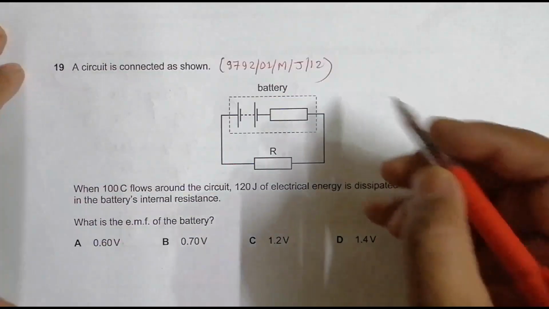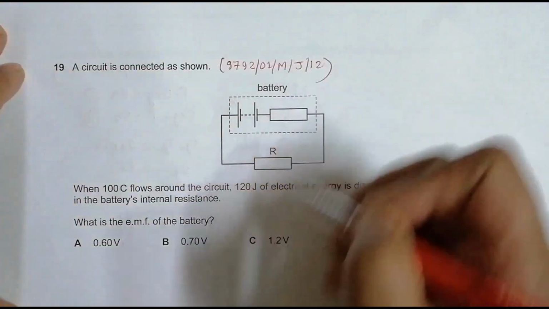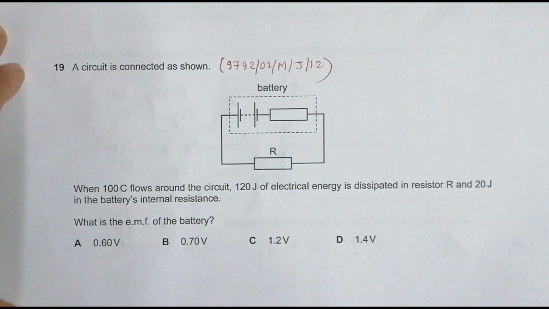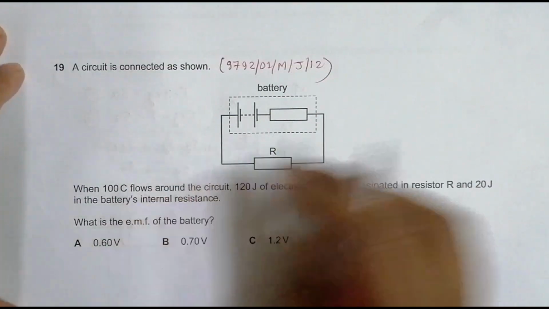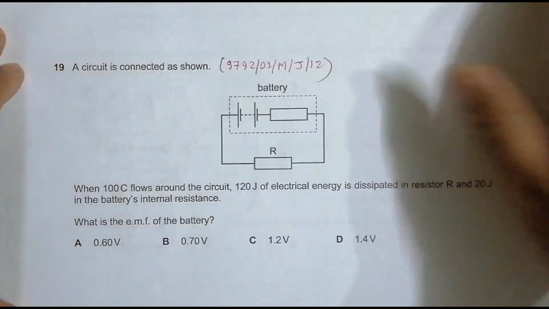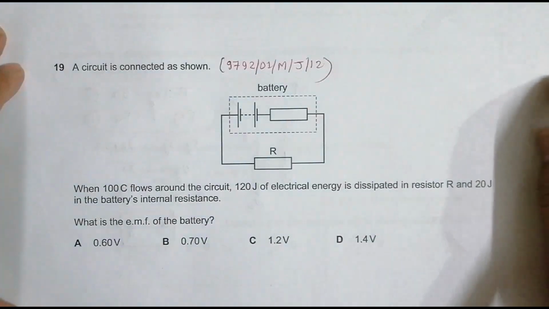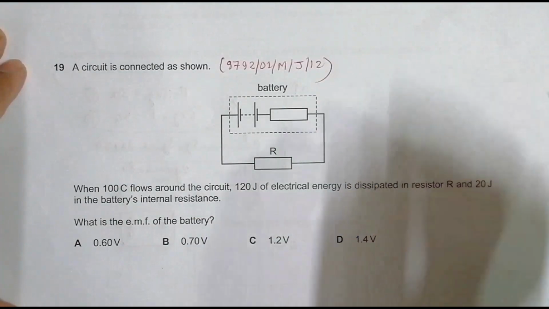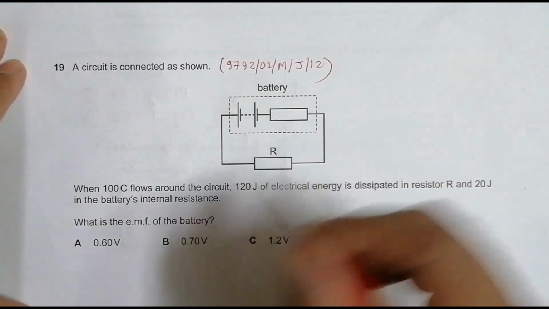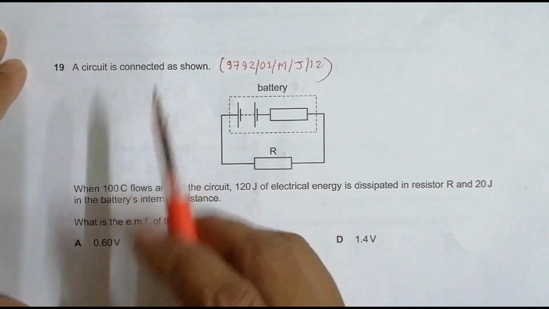Hello folks, so this is Cambridge Pre-University Certificate 2012 May-June paper 1 and the question number is 19. It is concerned with the chapter current electricity, and as usual it is useful for we CAIE A-level people also. It says that a circuit is shown like this.